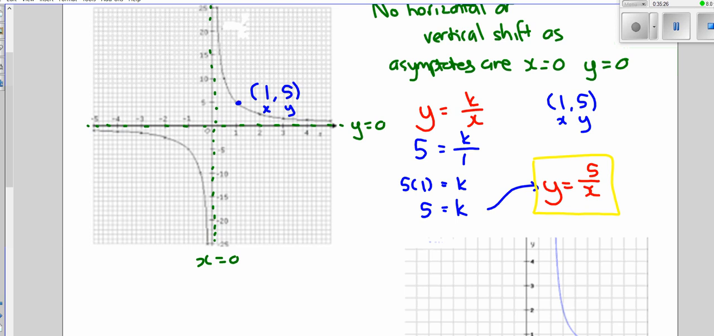There was points at 1 and 5, and I just knew that this was going to be the equation as well. There's no horizontal or vertical shift. So if there was vertical shift, you'd have to add or subtract here. If there was horizontal shift, we'd have to put something down here, like -3 or +4 or something like that. So just don't do that. So instead, this is the answer here. Y equals 5 over x. Done.